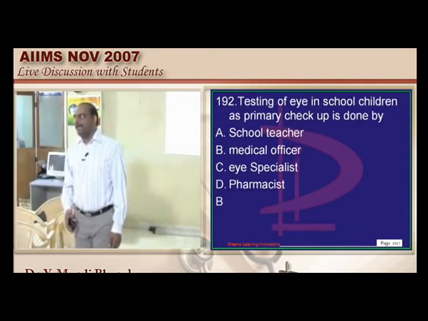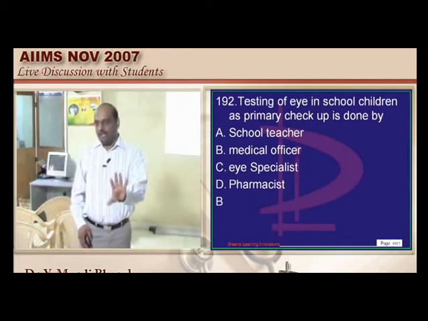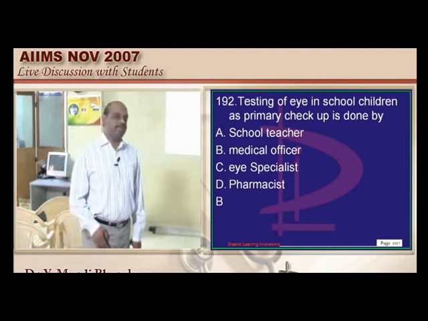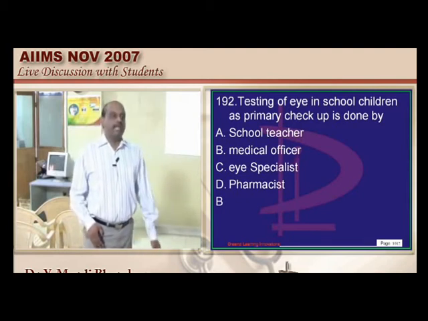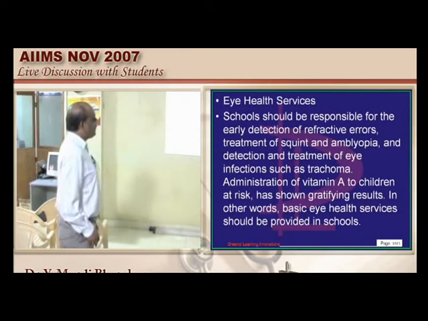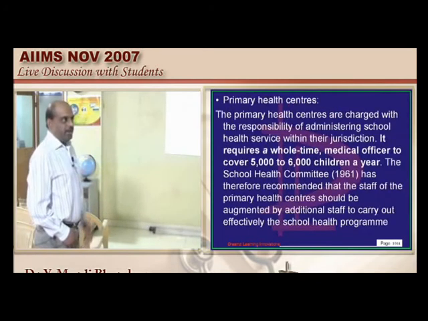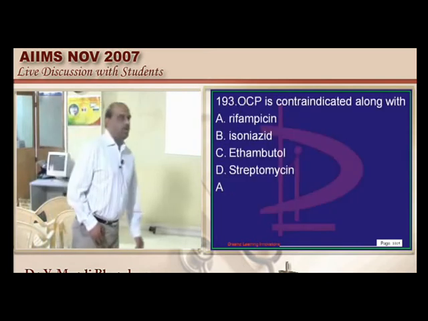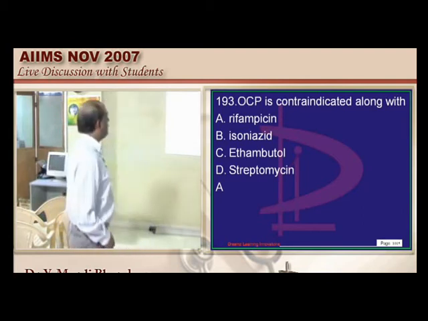Who will test the eye in the case of school children? Testing the eye needs to be done by a doctor. You want ophthalmologists, but that many diploma and MS holders are not available. So the primary health center physician himself is supposed to take care of the eye health service, and he is expected to give coverage for at least 5,000 to 6,000 children a year, in order to provide the eye checking as per protocol. OCP is contraindicated with rifampicin, which induces the P450 enzyme system.